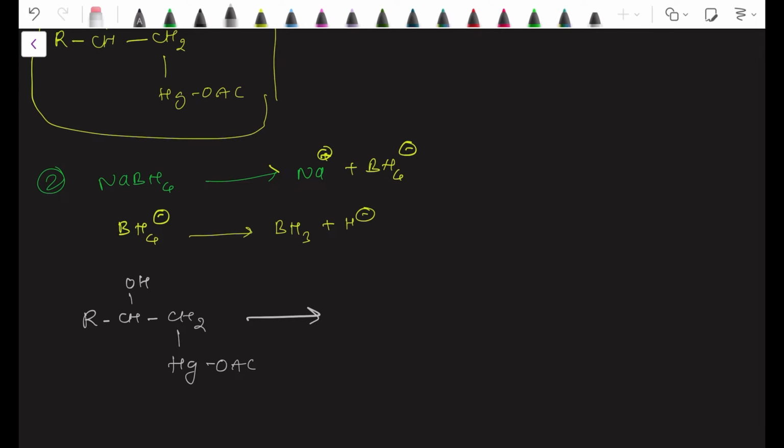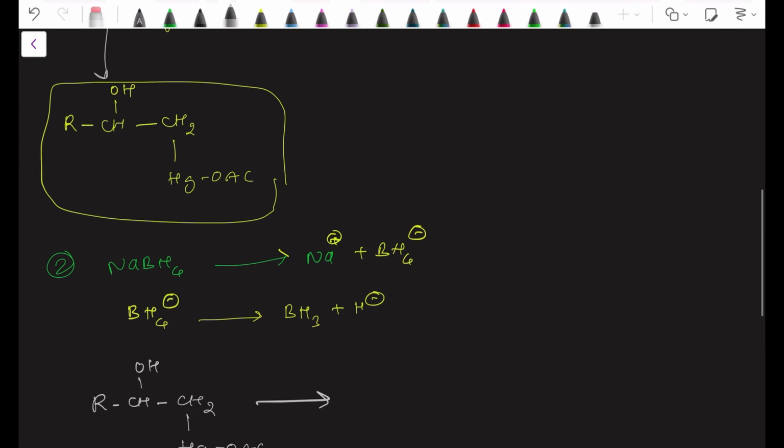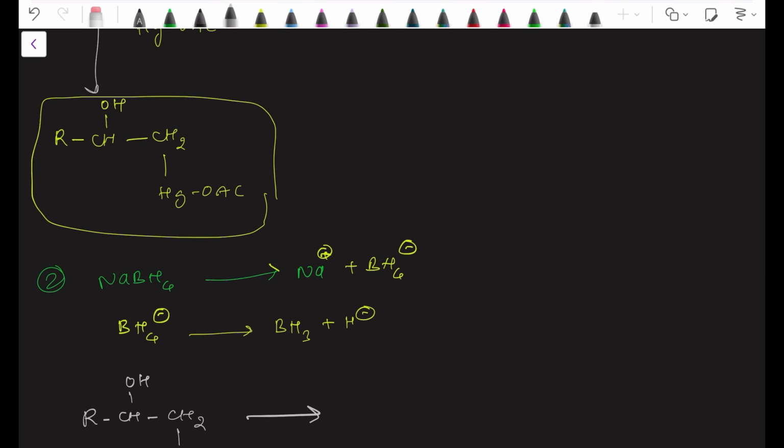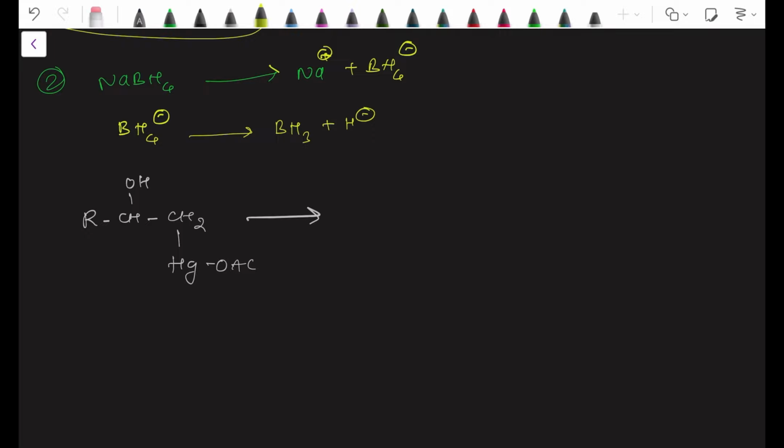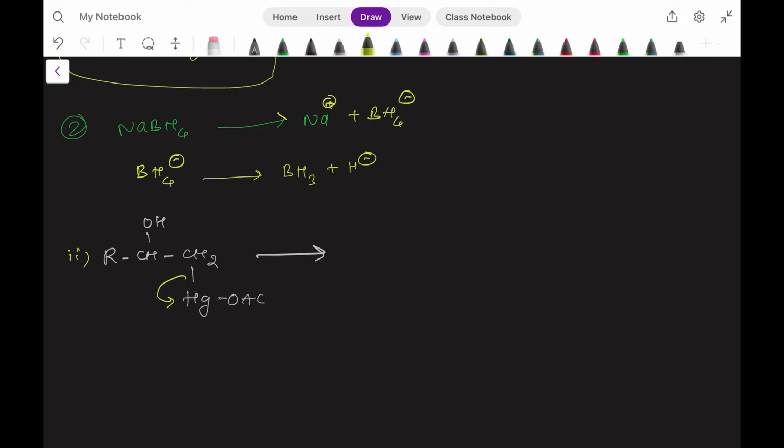The reaction name is oxymercuration and demercuration, right? I told you that because OH is added, we call it oxy addition, and on the other side a mercury derivative is added, therefore we call it oxymercuration. But why do we call it demercuration? Because whatever mercury derivative is attached is now going to detach from the substrate or reactant side.